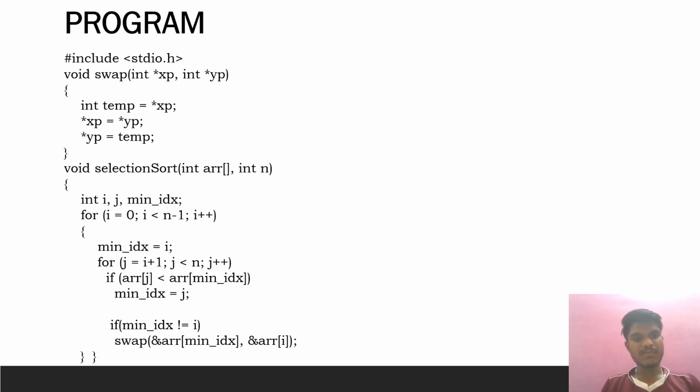By using for loops, that is i equals 0, i less than n minus 1, i plus plus, and j equals i plus 1, j less than n, j plus plus, we will check the condition arr[j] less than arr[minIndex]. If the condition is true, then minIndex becomes j, and then again we will check the condition that minIndex is not equal to i. Then we will swap arr[minIndex] and arr[i].